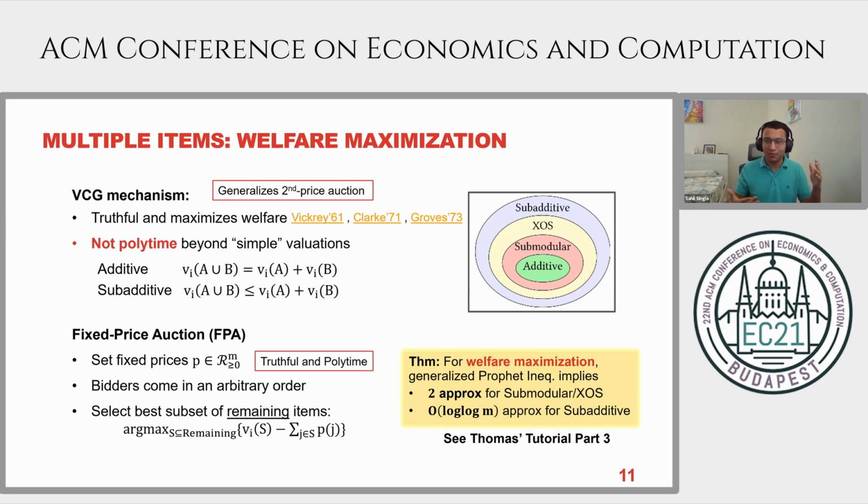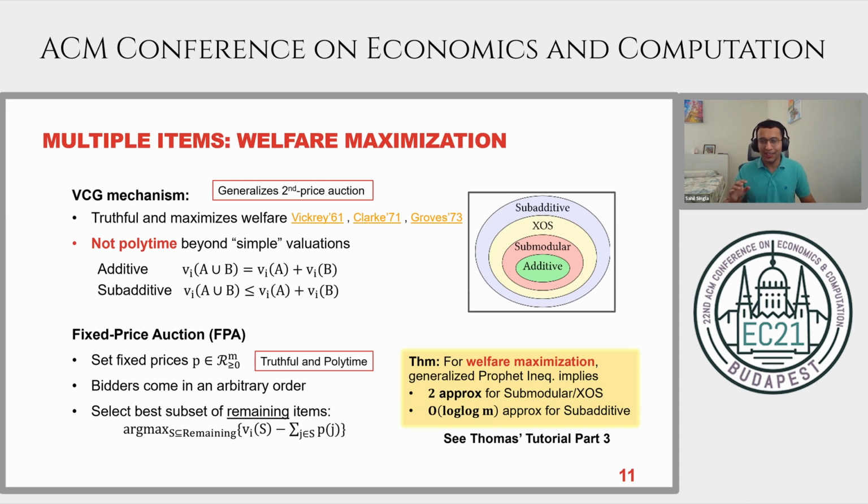There exist some fixed prices you can set on these items such that these bidders come one by one, take their favorite set of items and make these payments, a very simple, practical fixed price auction, and that already gets you a 2-approximation, or a half approximation, to the maximum welfare. For submodular and XOS, and for subadditive, the best current guarantee that we have is a log log m approximation. And this is again very powerful because, for instance, for submodular and XOS, we don't know any other alternate way of getting a constant approximation. And so that's very powerful.